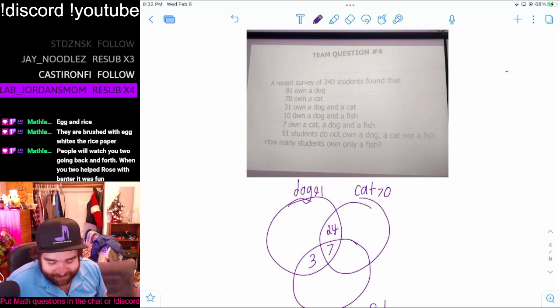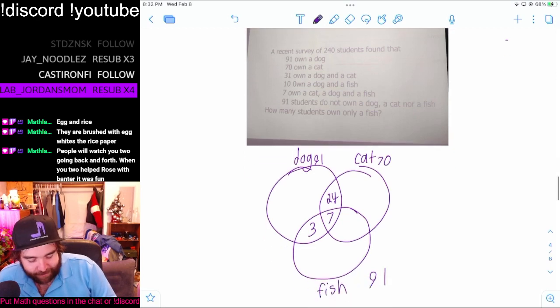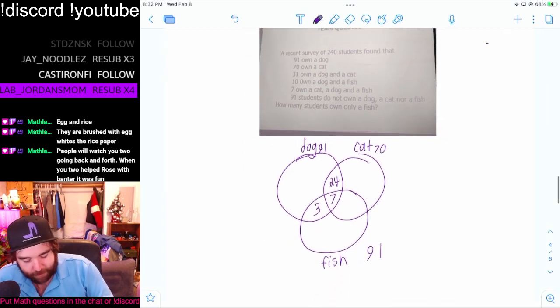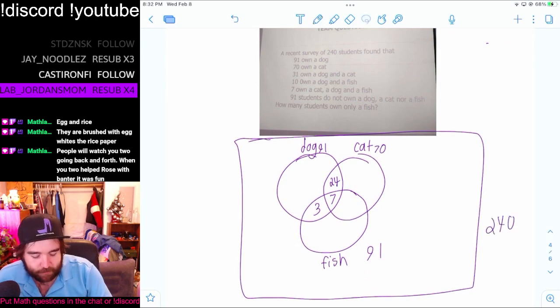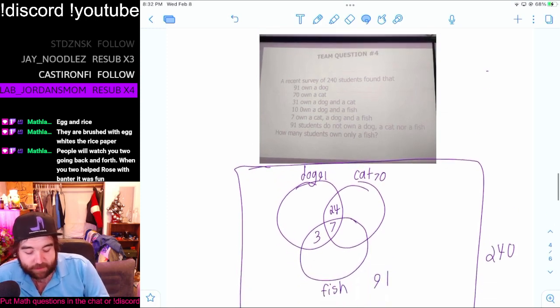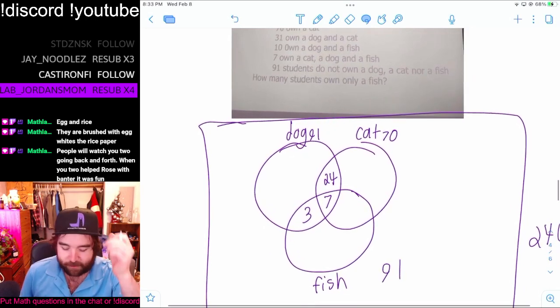Okay, so now we got to draw the big square around it to put the 240. But I don't see how that matters. Well, we know there's 91 on the outside, right? Yeah, but so what? Maybe it doesn't matter. I didn't say it matters. It's just a fact. All right, put the 91 on the outside. I got it on the outside.